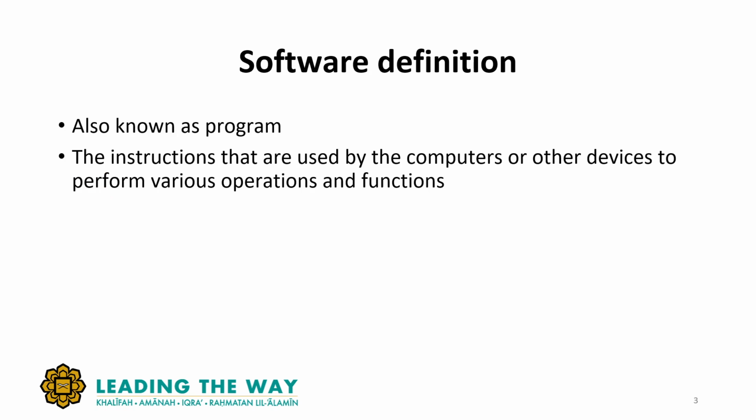Now we go to the next slide, where we'll explain the definitions of the software. Software, also known as a program, is a collection of instructions that enable the user to interact with a computer, its hardware, or to perform a task.